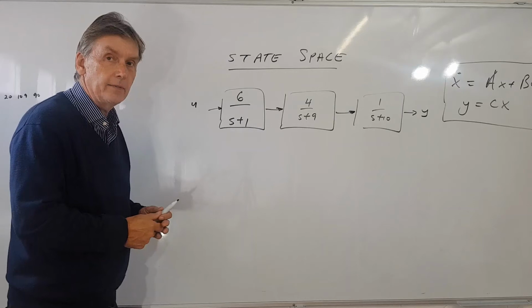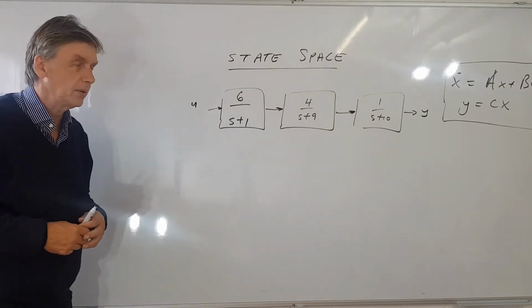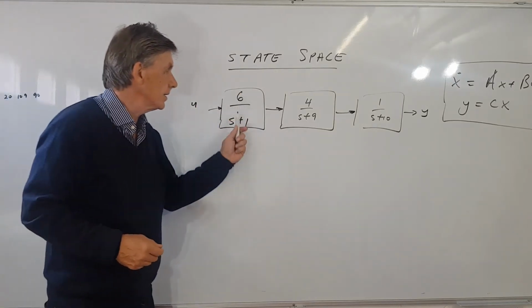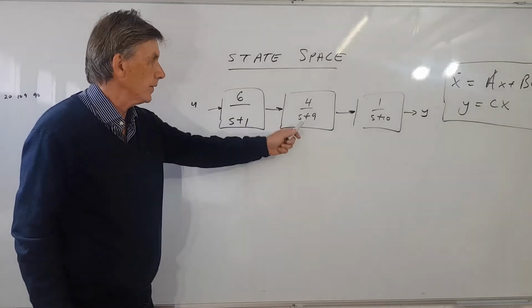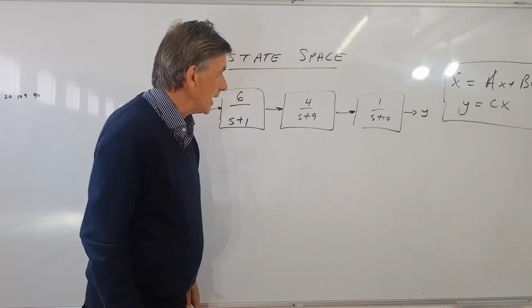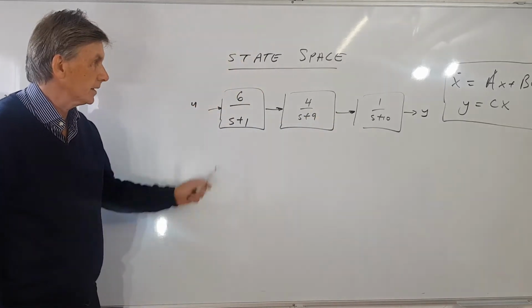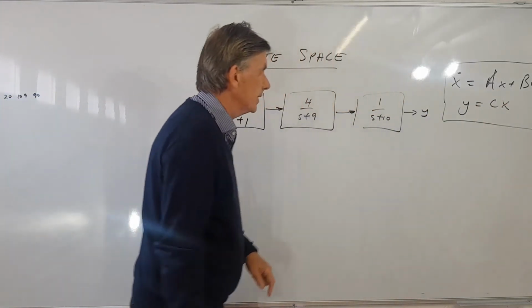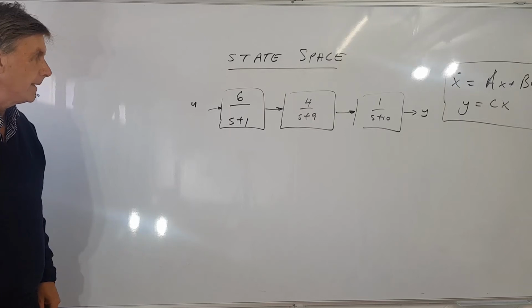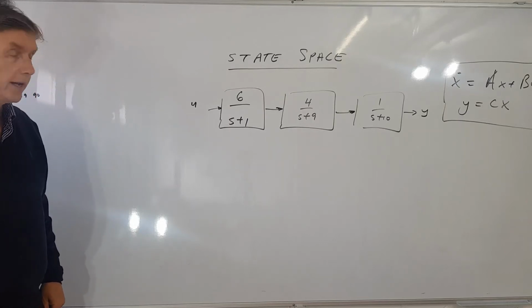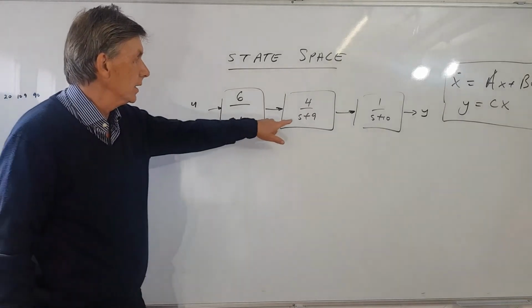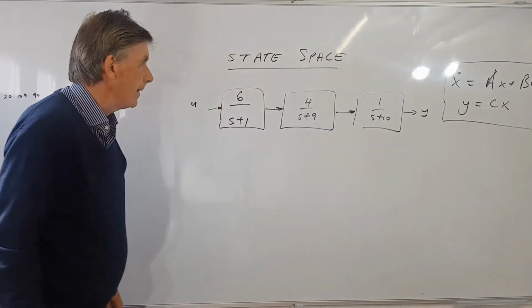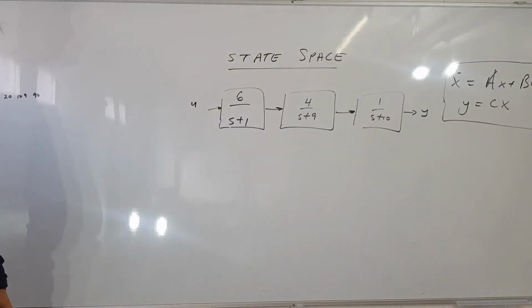Right, today we're going to look at a little state space example. Here's a transfer function, 6s plus 1, 4s plus 9, 1s plus 10. And what we're going to do is convert this into some state space equations: x dot is Ax plus Bu, y equals Cx. The first thing to look at is that there's 3 s's, 1, 2, 3. So we know that there's going to be 3 states in the system.